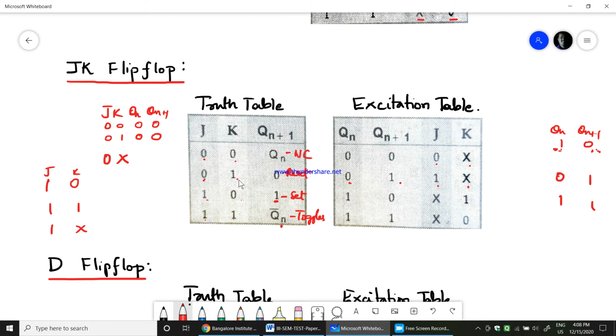So 0, 1, 1, 1, you see that the Qn is 1 becomes 0 in the next state. Therefore, it is x1. Similarly, when both are 1, 1, 1 becoming 1, it can be no change condition, it can be set condition. So set is 1, 0, no change is 0, 0. Therefore, I will write this as x0. Therefore, x0 will come. Okay. So this would be the truth table and the excitation table that we write for JK flip-flop.